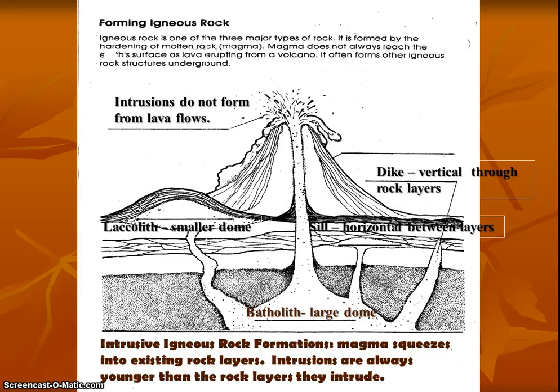And we'll be talking more about this as we get into our conversation on how we date and age rock layers and fossils. And what you really need to remember from this form here is that intrusions are always younger than the rock layers they intrude. You think about that, it only makes sense. You can't intrude something unless it's there. If it's already there, then it's going to be older.